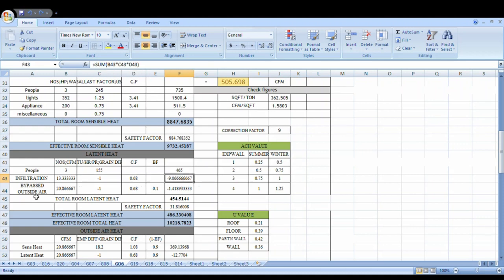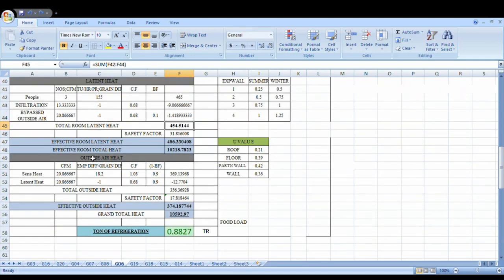This bypassed outside air 20.86. This is humidity ratio difference -1. This conversion factor 0.68, and this is bypass factor 0.1. So you will get this value. So total room latent heat is 454.5144, and effective room latent heat you will get 486.33, and effective room total heat you will get 10218.7823. You will get automatically after putting the value.